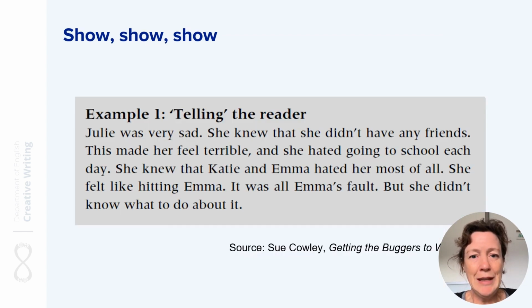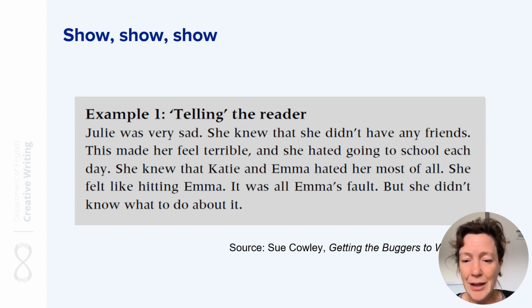Now on to the all-important skill of showing rather than telling. If we look at the first example here, let's read it. Julie was very sad. She knew that she didn't have any friends. This made her feel terrible, and she hated going to school each day. She knew that Katie and Emma hated her most of all. She felt like hitting Emma. It was all Emma's fault, but she didn't know what to do about it.